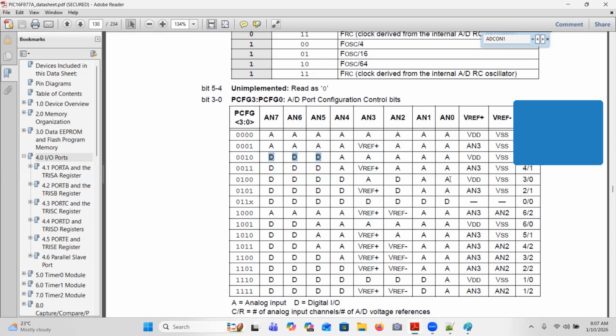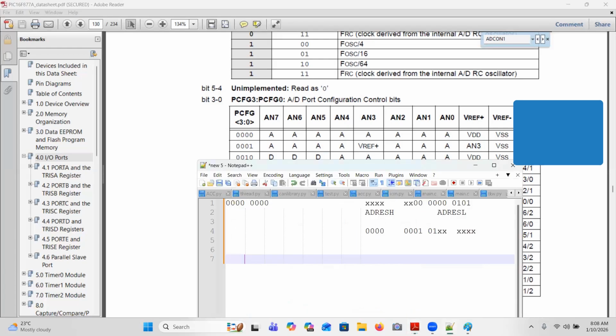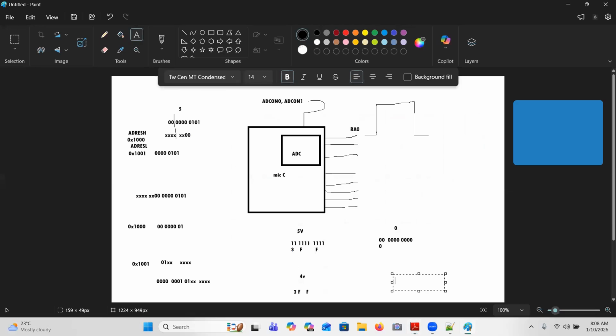When I make these bits of PCFG to 1, I make all of them digital I/O, except one. V reference, can you repeat once? V reference: the voltage used to make or represent digital 1.